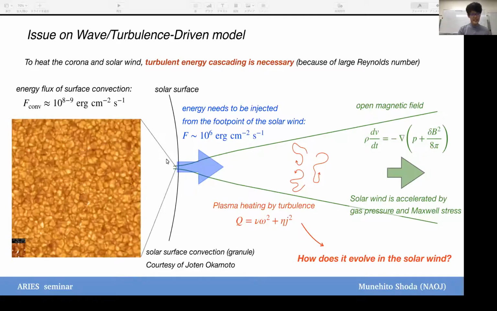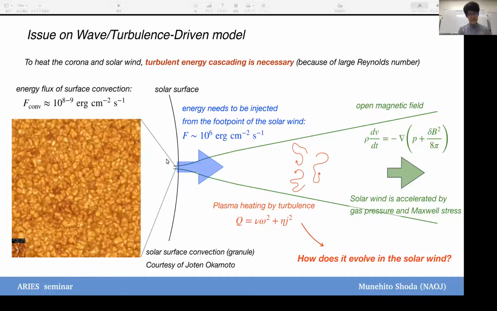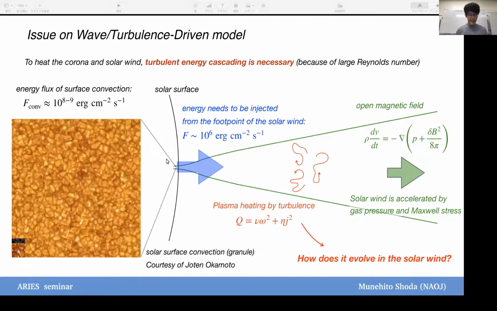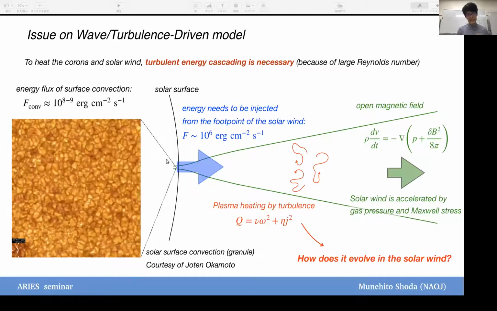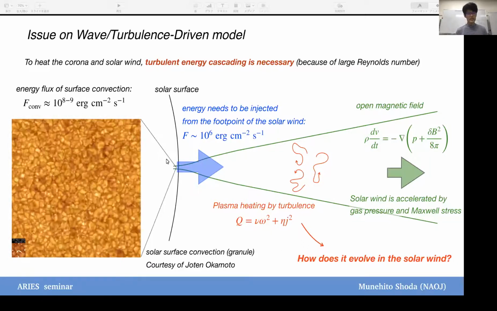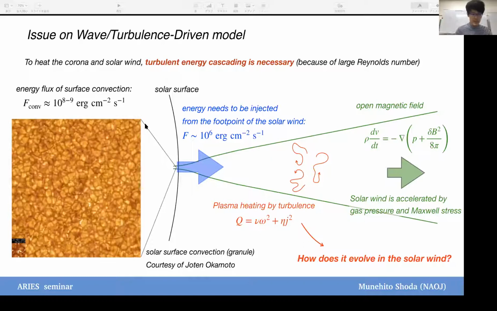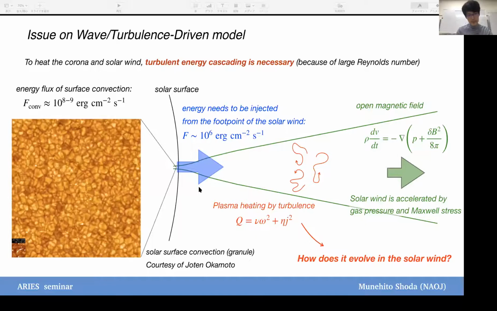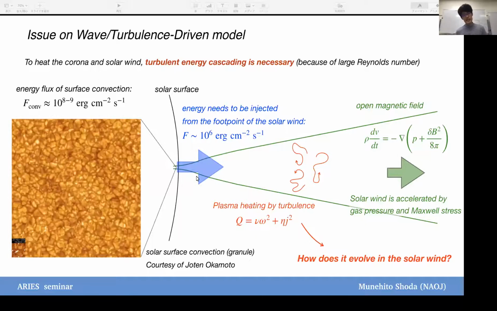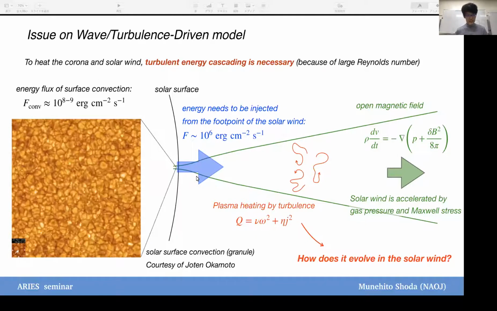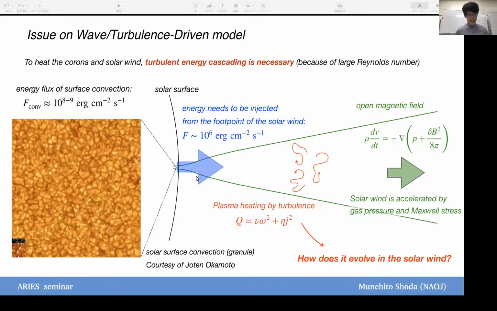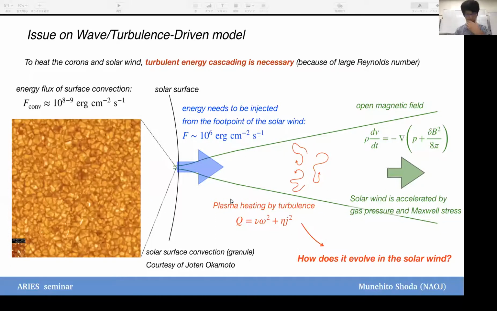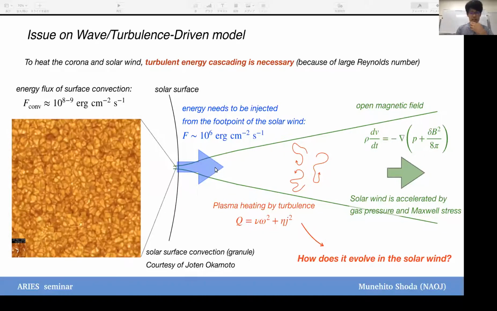And by the interaction between this granular motion and magnetic field, a large amount of energy is supplied to MHD waves, like fast mode waves, slow mode waves, and Alfvén waves. And a fraction of MHD wave energy can transmit into the corona. And many observations indicate that the energy supplied by MHD waves is strong enough to power the solar wind. But it is not enough.